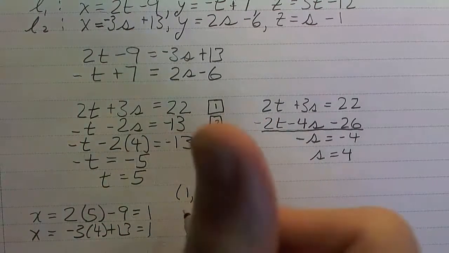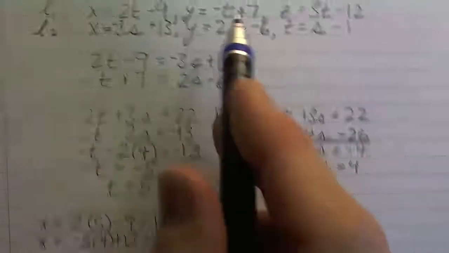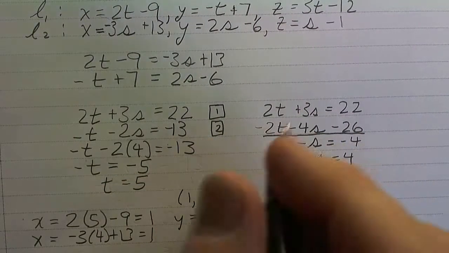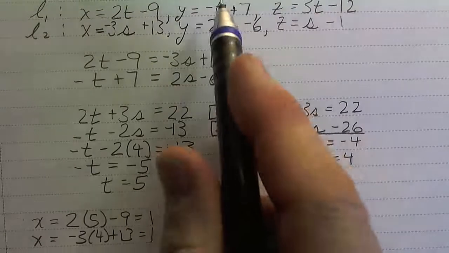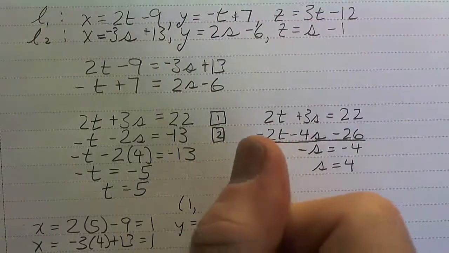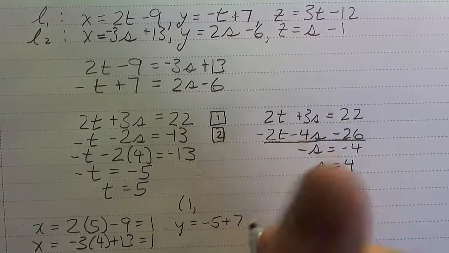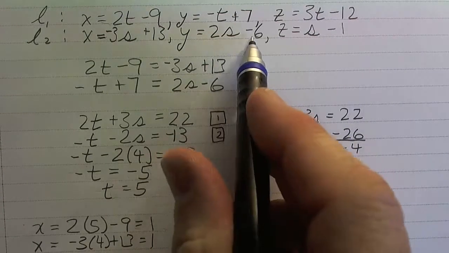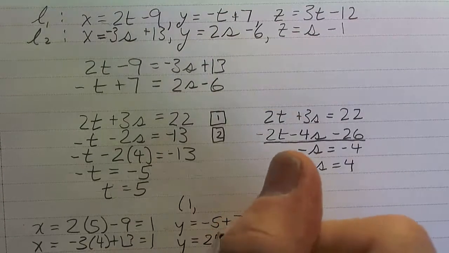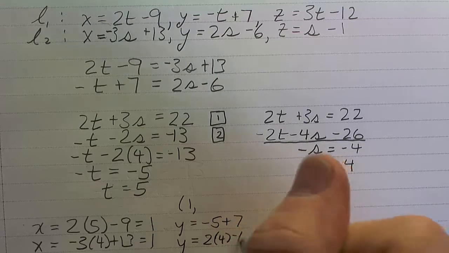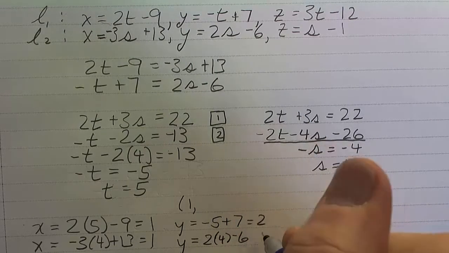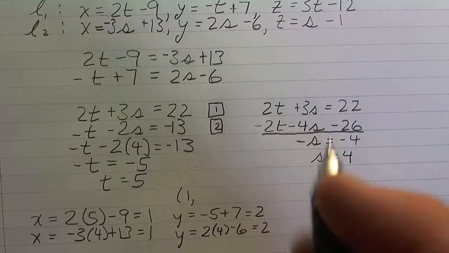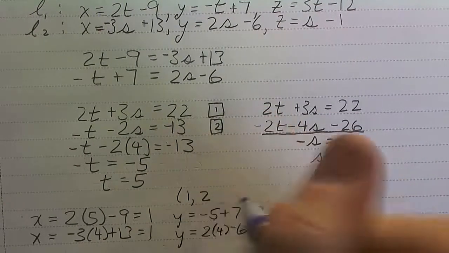Now let's see what the y is. The y coordinate: we've got y equals negative t plus 7. So that's negative 5 plus 7. And for the other line, it is 2 times 4 minus 6. Okay, so that's going to be 2, and over here 2 as well. So the y coordinate is 2.